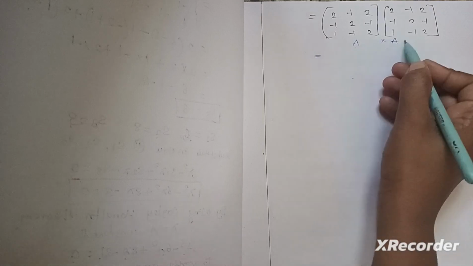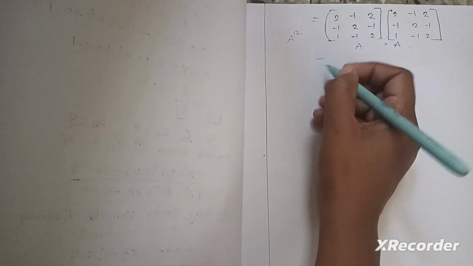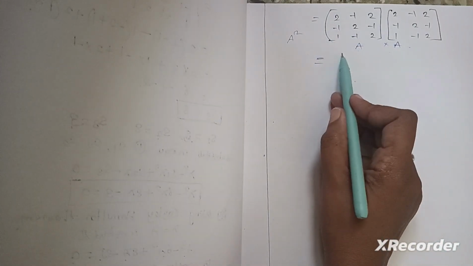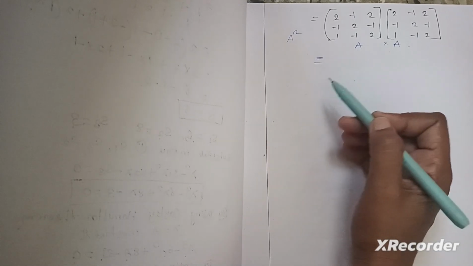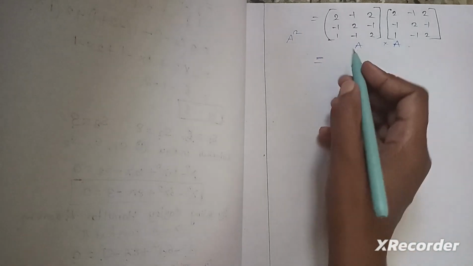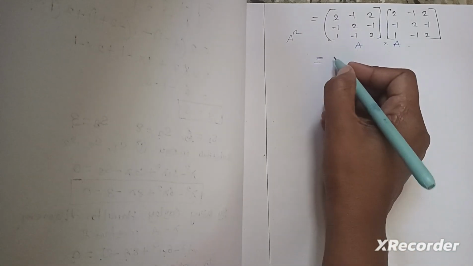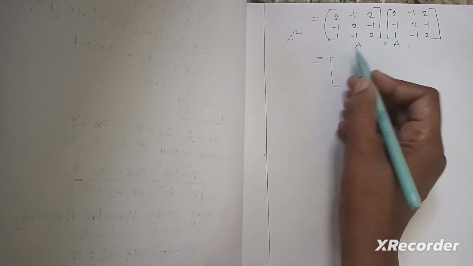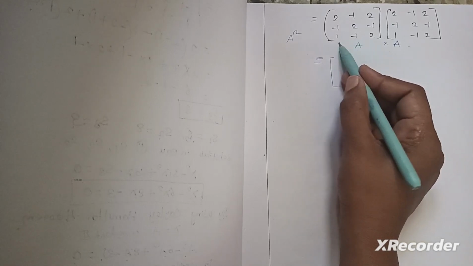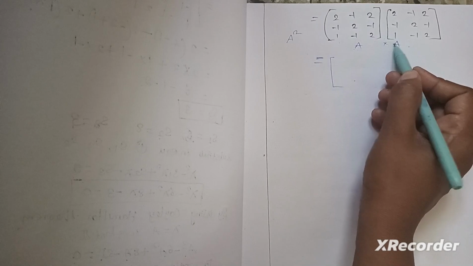So, A cross into A squared. We will see in the next video how to calculate the matrix A squared. Now we have to solve. In the next video I will teach how to substitute in a matrix and A squared, how to find it.